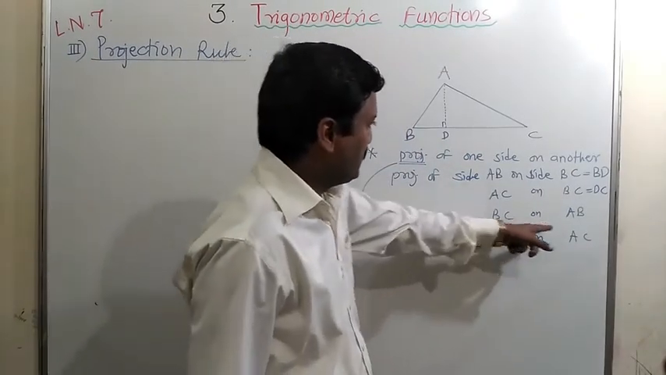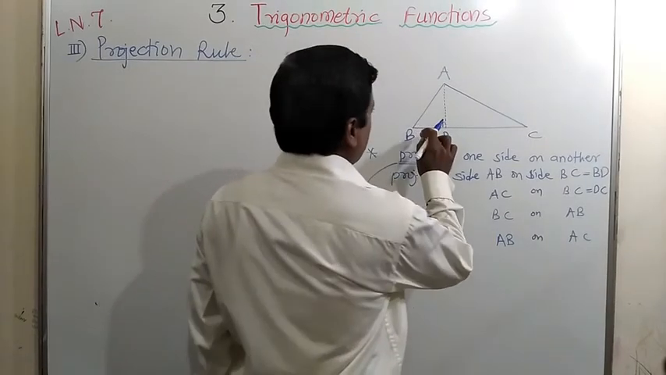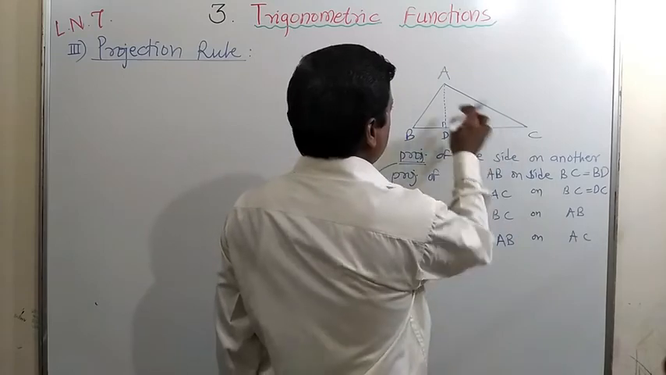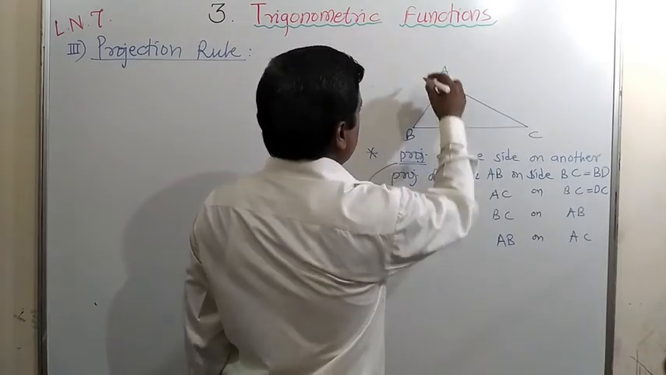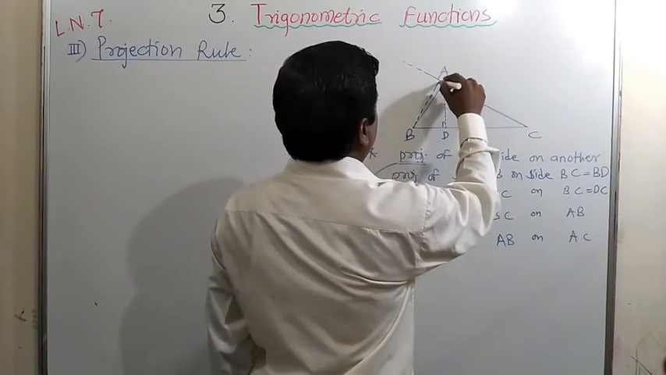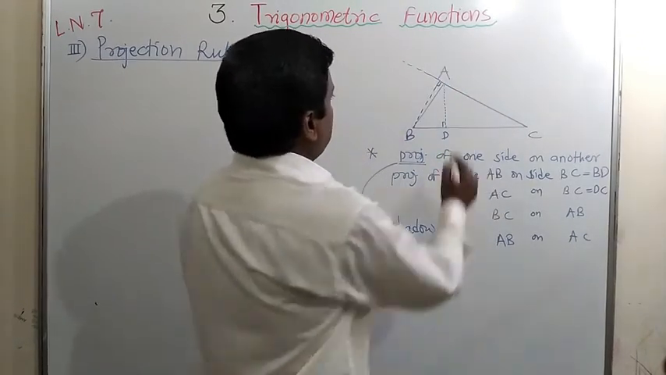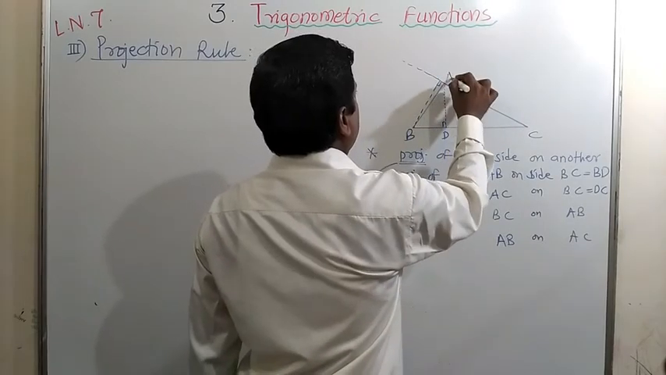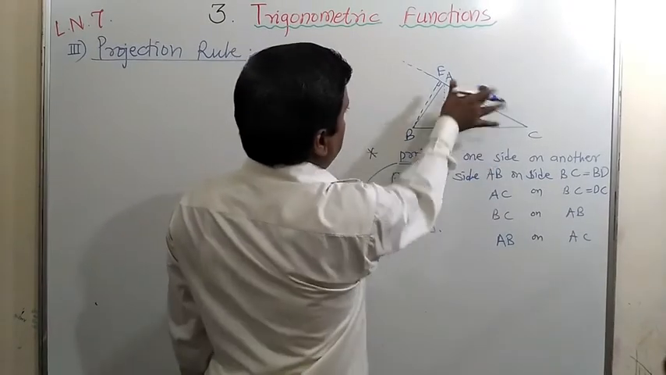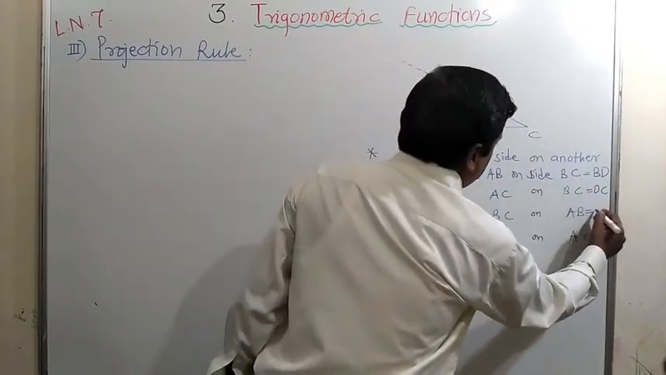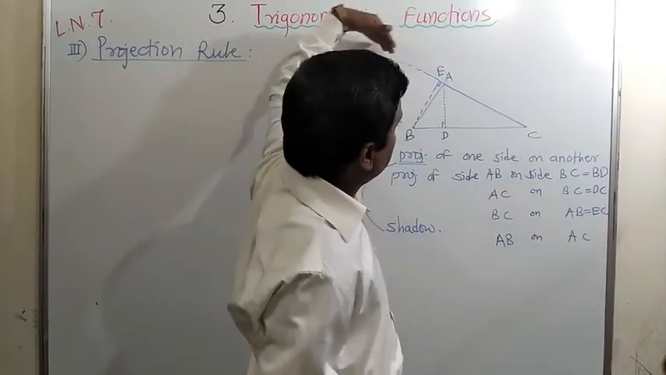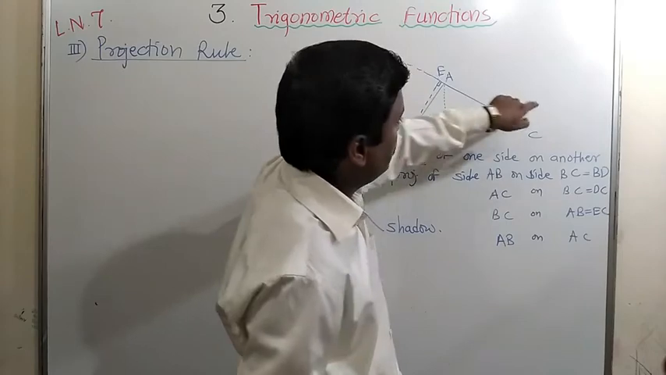What is the projection of BC on AC? For that, we have to draw the perpendicular from one end point of this BC on AC. If you draw the perpendicular, suppose the third point is E. Then the projection of this BC on AC is nothing but EC. The shadow of this BC on side AC will be EC.